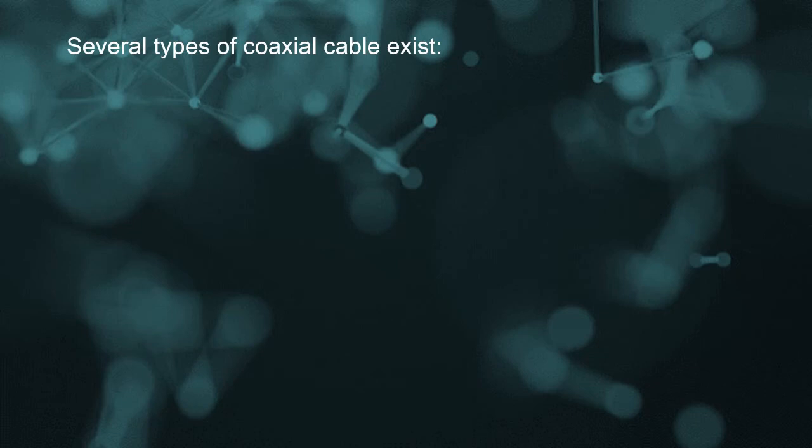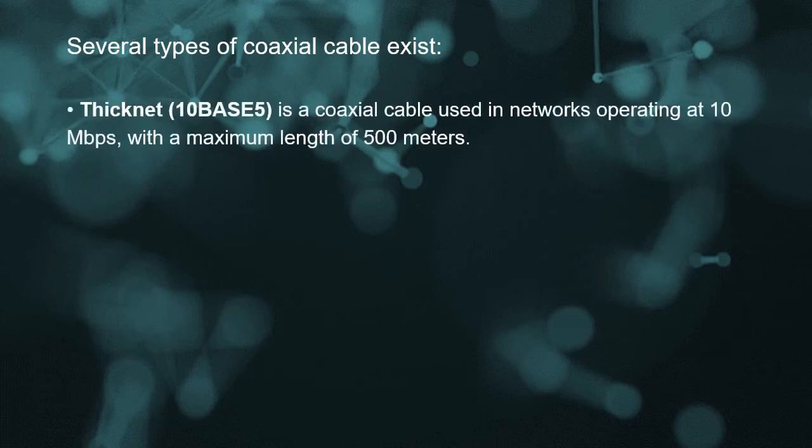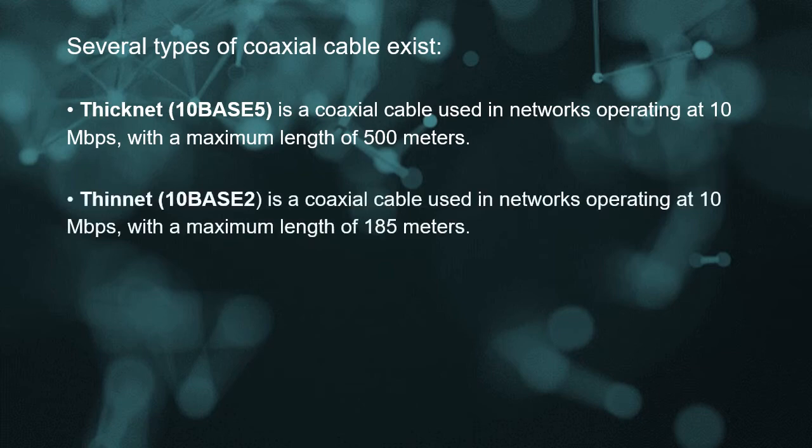There are several types of coaxial cable that exist. We have the ThickNet or 10Base5, a coaxial cable used in networks operating at 10 Mbps with a maximum length of 500 meters. ThinNet, or 10Base2, is a coaxial cable used in networks operating at 10 Mbps, but with a maximum length of 185 meters.